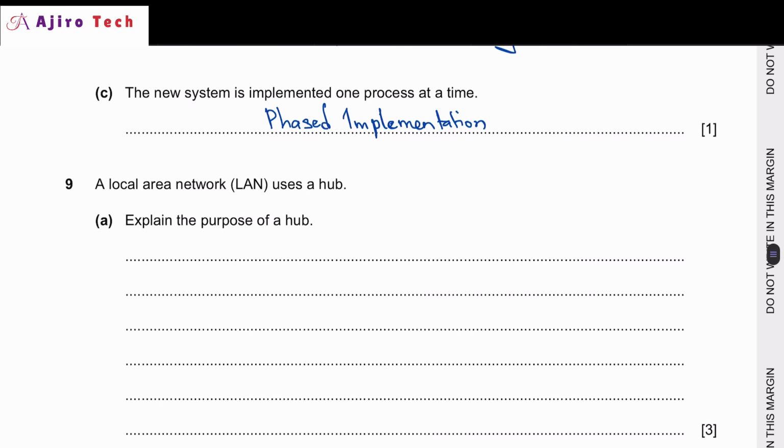A local area network uses hubs. So this is chapter 4, networks and the effect of using them. Okay, so we have that. Networks and the effect of what? Using them. So let's look at it.